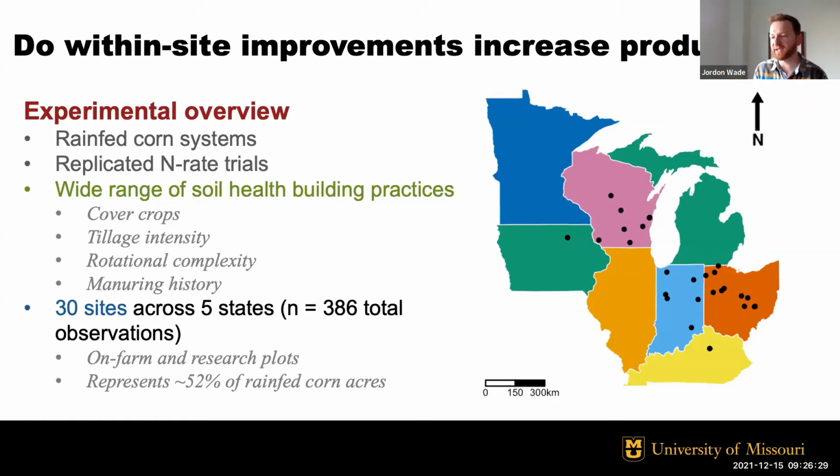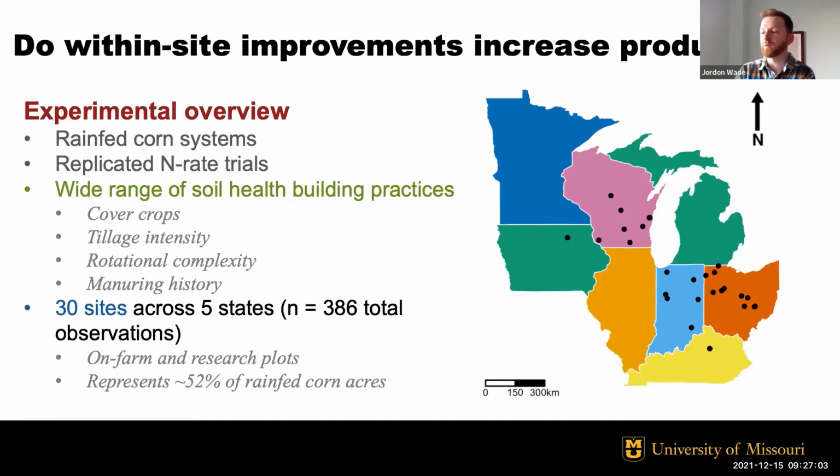And so we had 30 sites spread across 5 states, and each of these had manipulations to management, which would give us changes in soil health, right? So this is a direct manipulation within a specific site of soil health, and layered on top of that are nitrogen fertilization rates. Now, this was a combination of research farms that have been in place for a little while and on-farm work. And we got a really broad range of representative sites in this study.